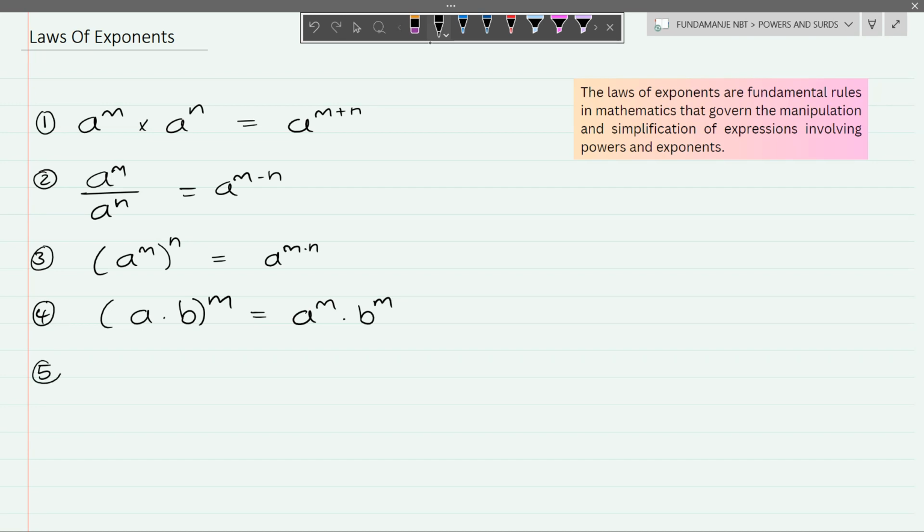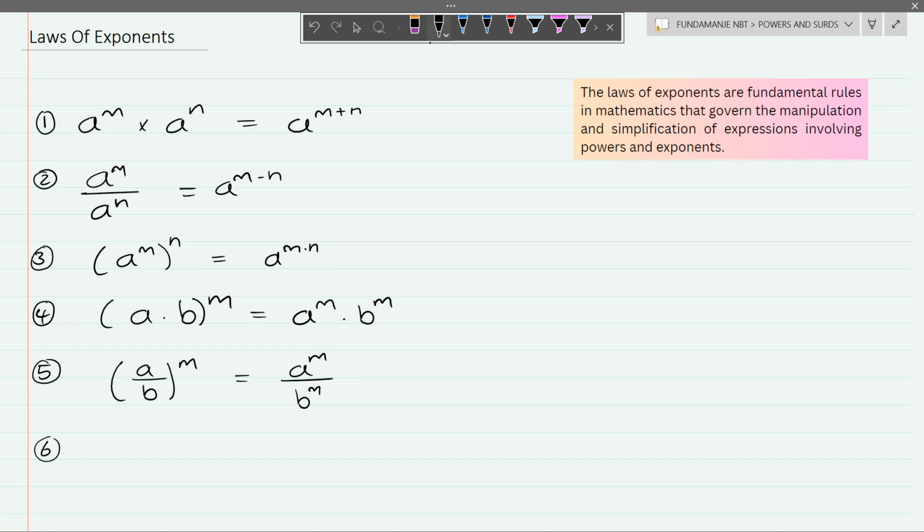The fifth law states the power of a quotient rule. So similar to the previous one, we have a, but now over b, not multiplied by b, to the power of m. This results in each individual getting its own power. So a to the power of m and b to the power of m.